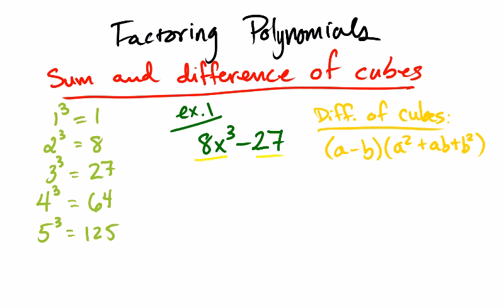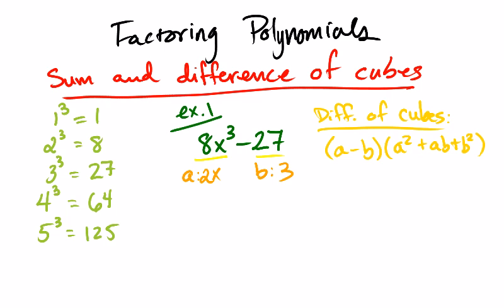To figure out what a and b are, so you can use the formula, you're going to ask yourself this question: what got cubed in order to get 8x cubed? You can't say 8x cubed is a. You have to say what got cubed. So 8 comes from 2 being cubed, and x cubed comes from x being cubed. So a is 2x. And then 27 comes from 3 being cubed, and so b is 3. So your a is 2x and your b is 3.